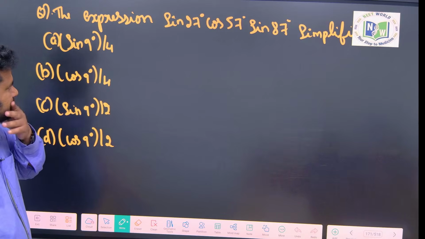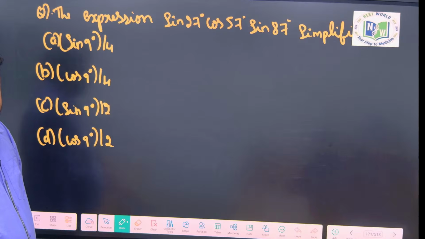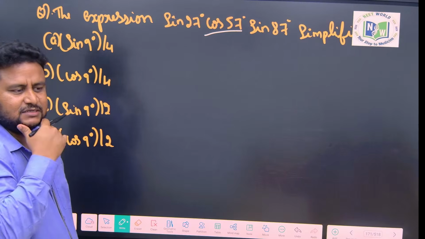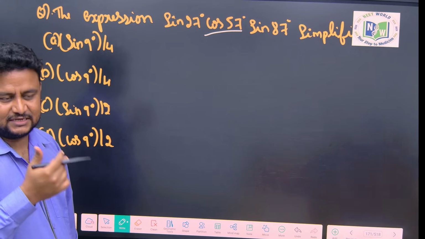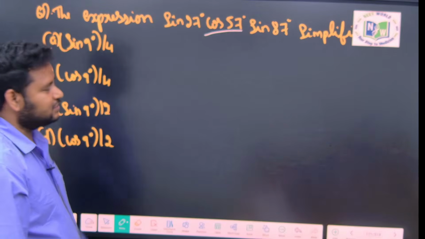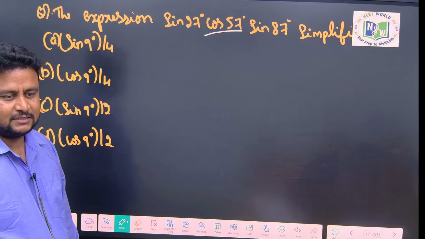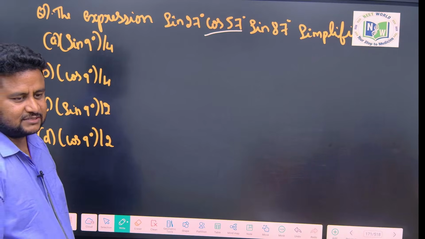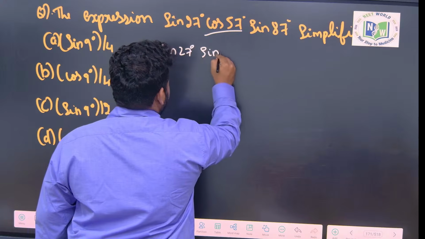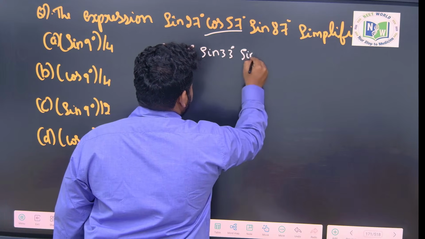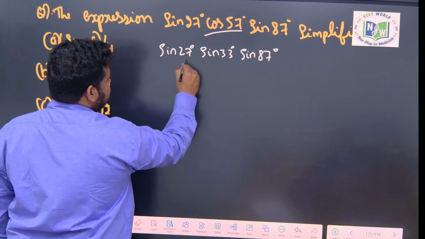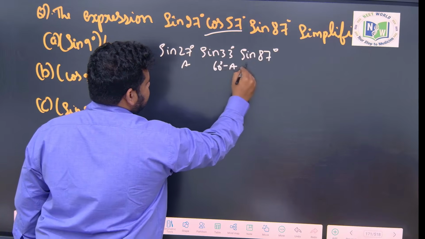Now, sin 27, cos 57, sin 87 is there. The formula is sin A, sin 60 minus A, sin 60 plus A. But here cos is there. What will we do? We will change it using the complementary angle. Cos 57 can be written as cos of 90 minus 33. 90 is an odd multiple, so cos will become sin 33. So sin 27, sin 33, sin 87 degree. Here A is 27, this will be 60 minus A, this will be 60 plus A.